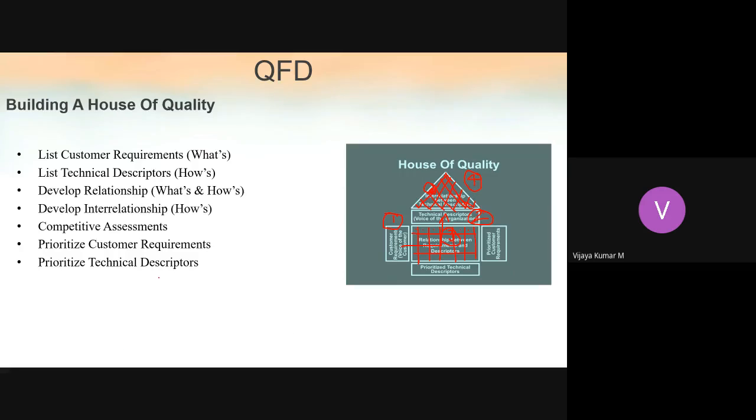And then after developing the interrelationships here, that is the fourth part. Then you have to do the competitive assessment, for identifying all these, after doing all these four steps. Anyway, that I will detail. Next, prioritize the customer requirements. You know what the customer requirements are; you have to prioritize them at this particular column. That is your fifth step. Please prioritize the customer requirements.